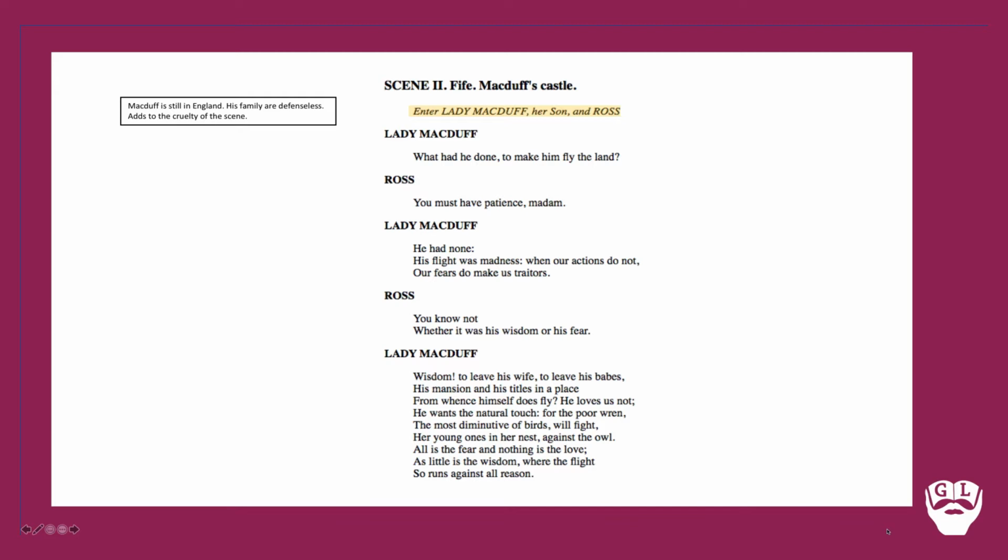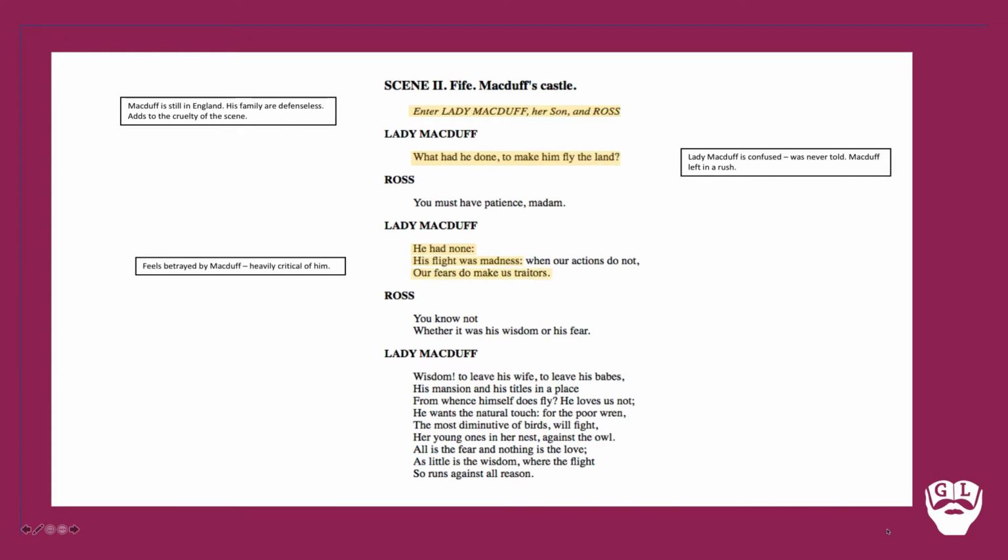Lady Macduff begins by saying, "What had he done to make him fly the land?" There's a sense of confusion. Macduff has rushed off here, and in doing so, he has left his defenceless family all alone, leaving her very confused. She then continues and says, "He had none. His flight was madness. Our fears do make us traitors."